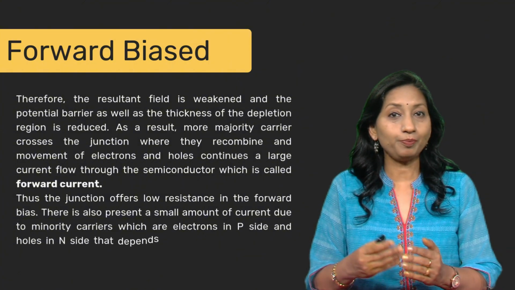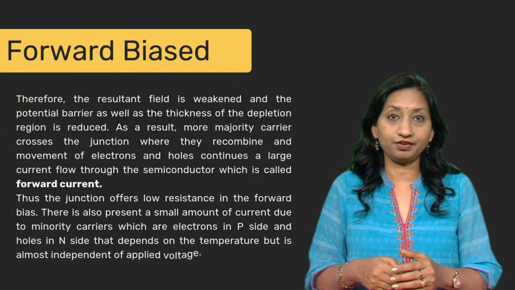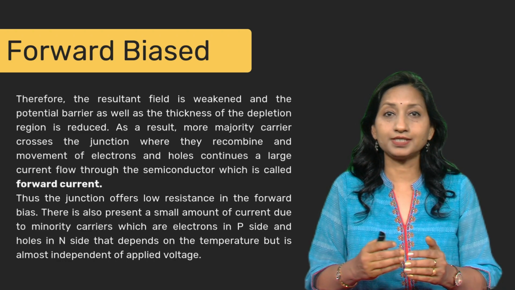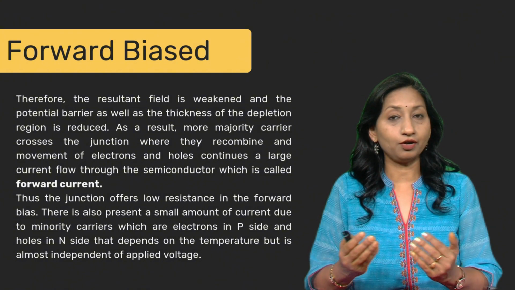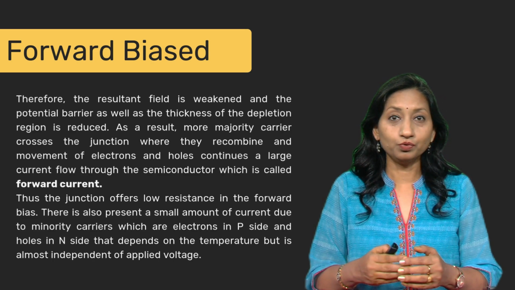There is also a small amount of current due to minority carriers, which are electrons in the P side and holes in the N side, that depends on the temperature but is almost independent of applied voltage. Now let us move to the reverse biased PN junction.